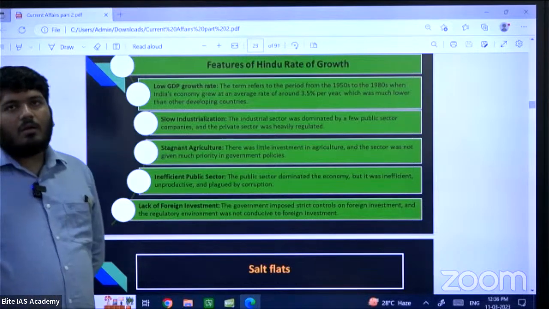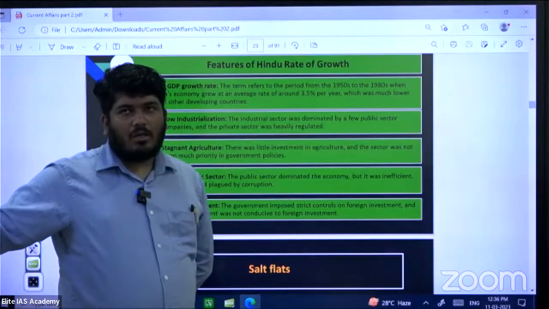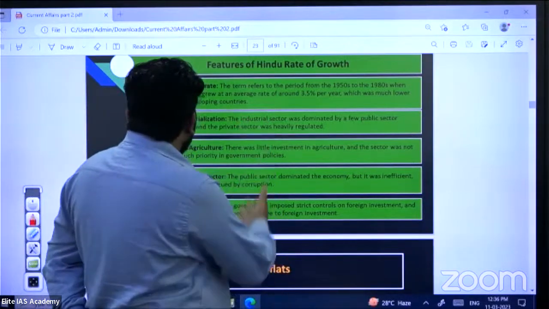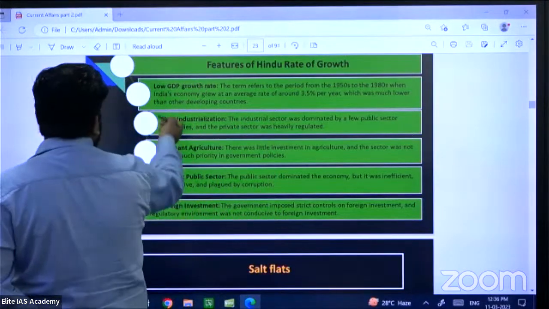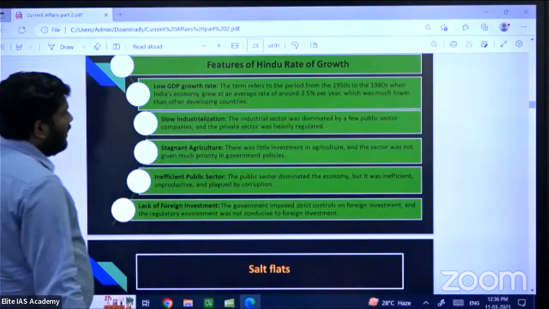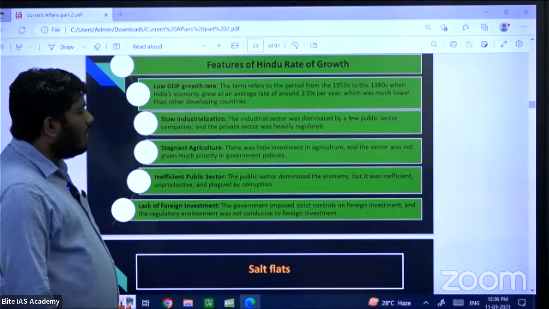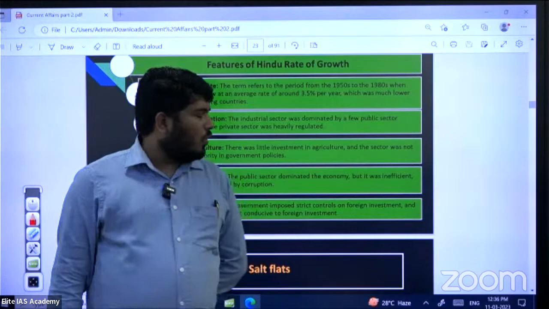If you remember, the first and second 5-year plans, till the Green Revolution was introduced, isn't it all these features were there? GDP rate was somewhere around 2 to 3%. Not much in industrialization. Agriculture was not growing at the pace it should grow.